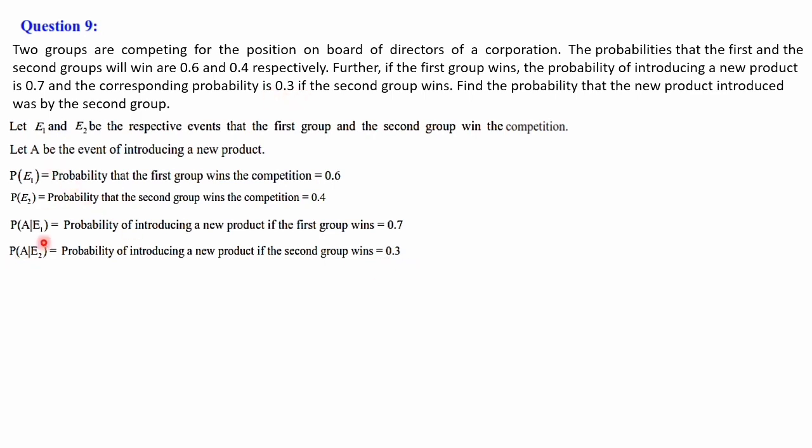So everything is there for us to calculate. The required probability is the probability of E2 given A. Find the probability that the new product introduced was by the second group. Second group means E2. So E2 given A, where A means introducing the new product. So P of E2 given A means the probability that the new product is introduced by the second group.